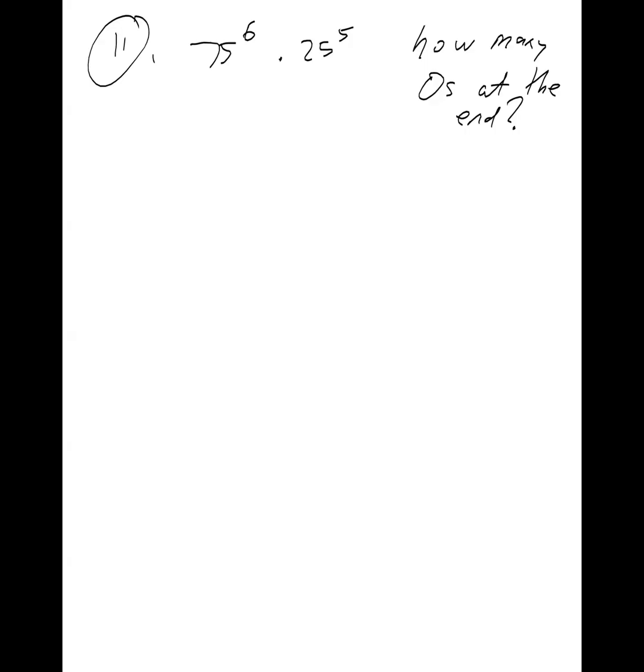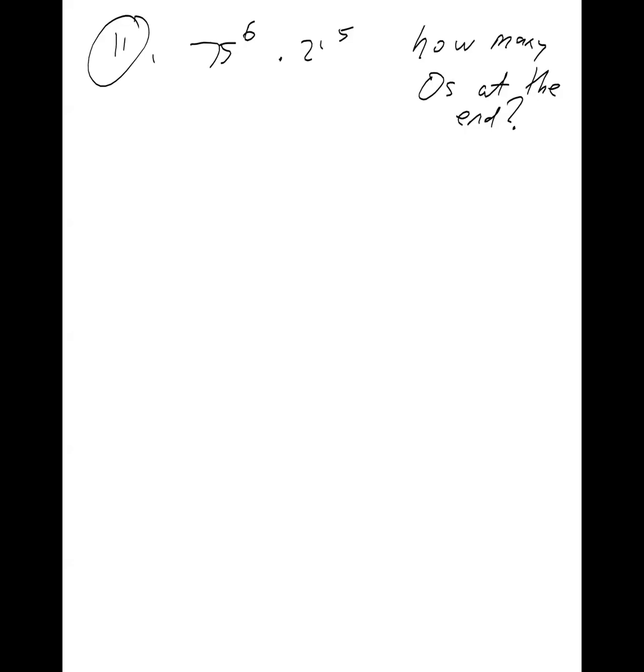But factor out 10, what are the factors of 10? 5 and 2. Correct. I made a mistake. Sorry, my fault. Did anybody catch my mistake? I wrote 25 to the power of 5 instead of 24.